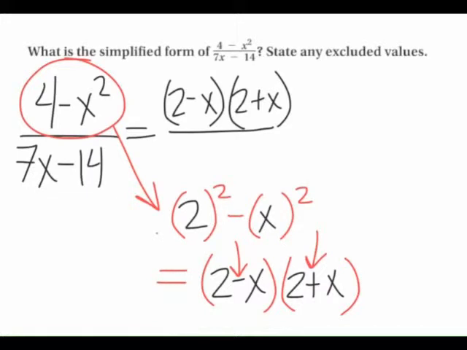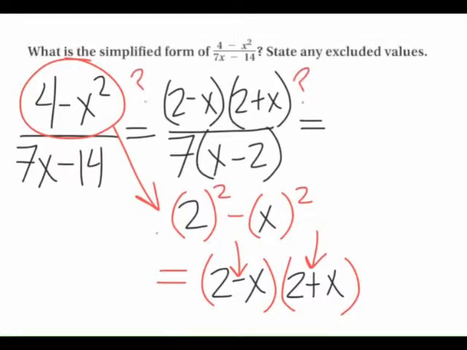Now let's look at the bottom of the fraction. Is there anything that we can factor out of a 7x and a negative 14? Well, yeah, it should be pretty clear to you that we can factor out a 7 from both of those. We can factor out a GCF. What's left over is x minus 2. Now from here, it might seem that there's nothing that you can cancel out from the top and the bottom.